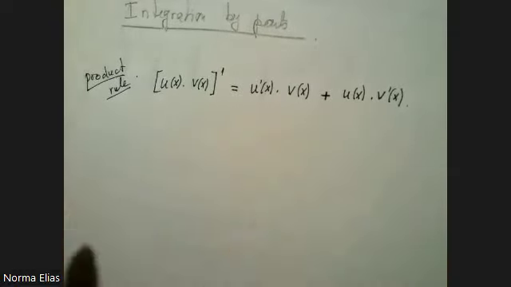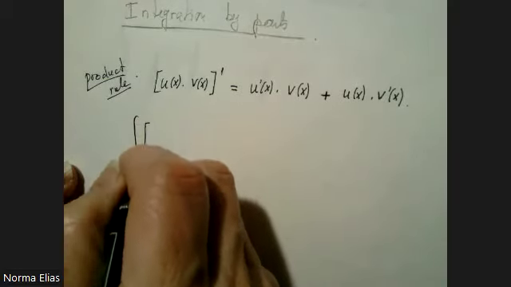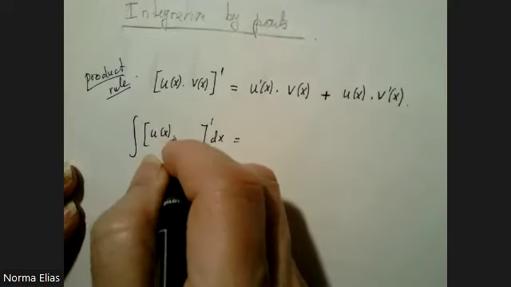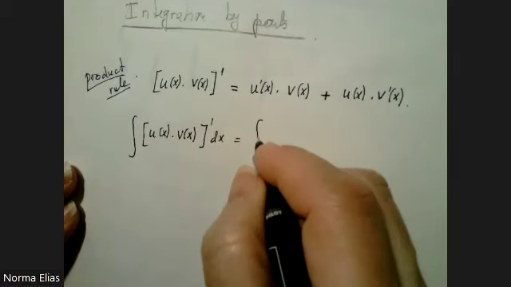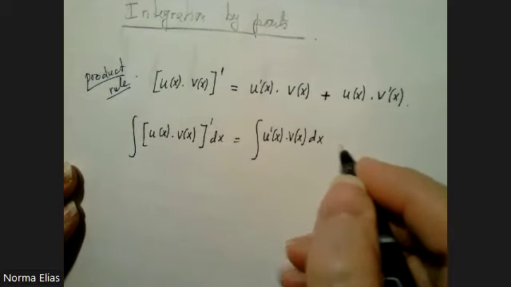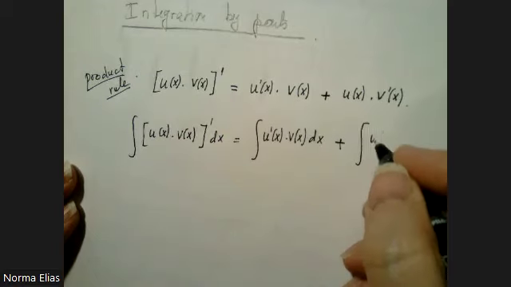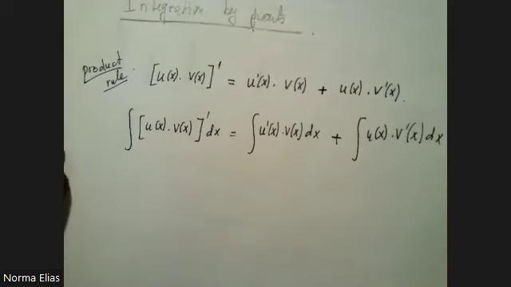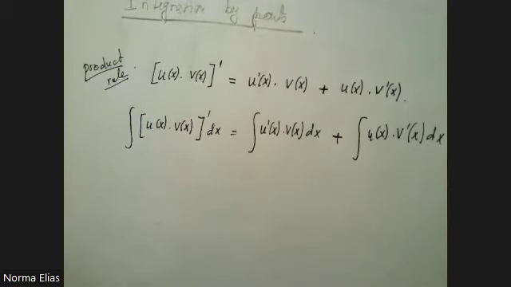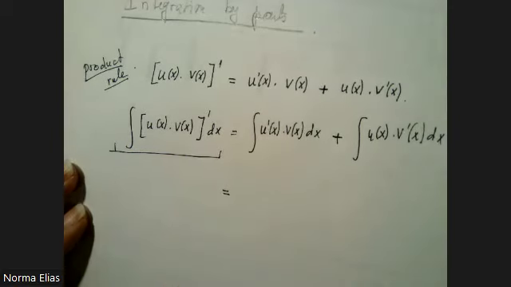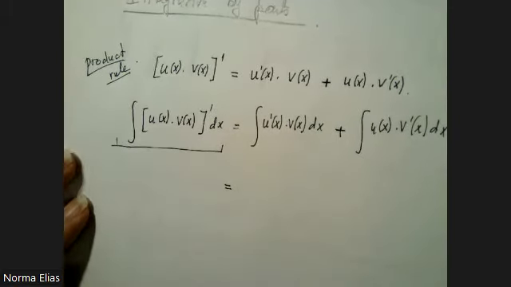Since those two functions are equal, it means the antiderivative of that, dx, so the antiderivative of this piece is equal to the antiderivative of that function plus the antiderivative of u of x, v prime of x, dx. Okay, so I'm finding the antiderivative of those. Since those are equal, they have the same antiderivative. Now, what's the antiderivative of this one? Quickly, what's the antiderivative of that?